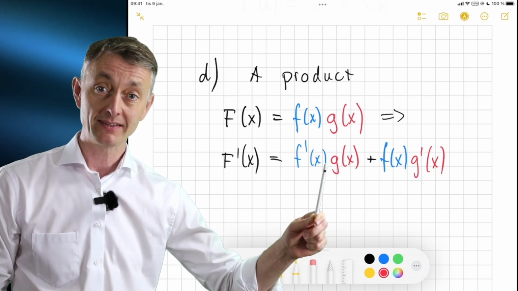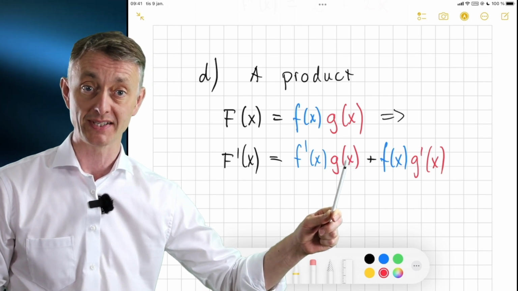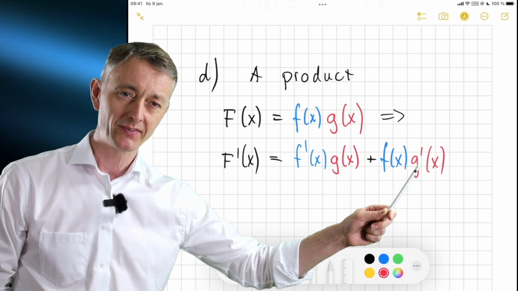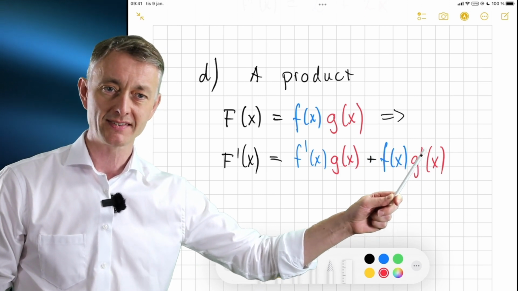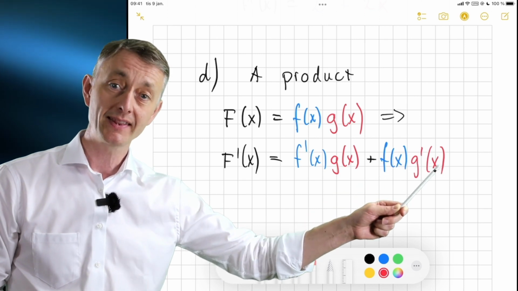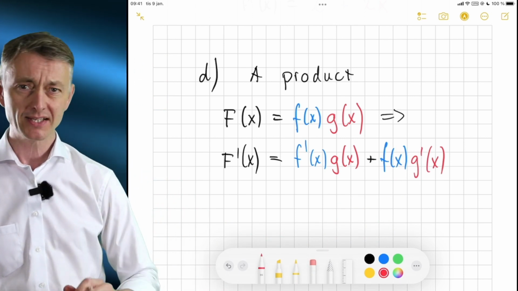This change here will be amplified by the size of g of x, the level of g of x. So for a given size here, it's going to be bigger if this is big, right? Because we multiply something by something that's big. And vice versa, if we look at the derivative of g with respect to x, if this derivative is multiplied by f of x, if f of x is big, then this change here will have a great impact. So that is very abstract.